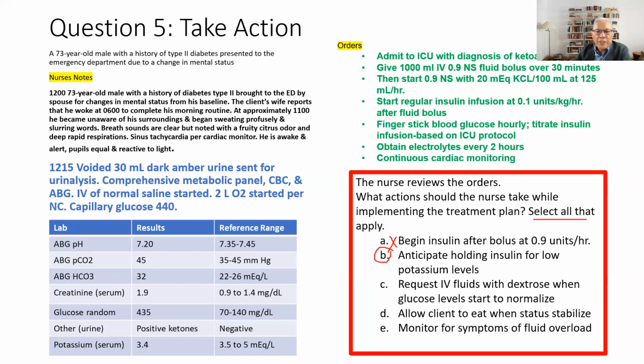Request IV fluids with dextrose when glucose levels start to normalize. Why do we do this? To prevent cerebral edema. And that would be correct. Allow the client to eat when status stabilizes. Obviously, this is the best thing to do in order to prevent hypoglycemia. So letter D is going to be okay. And monitor for symptoms of fluid overload. Anytime we give boluses of fluid, we always have to monitor for symptoms of fluid overload.